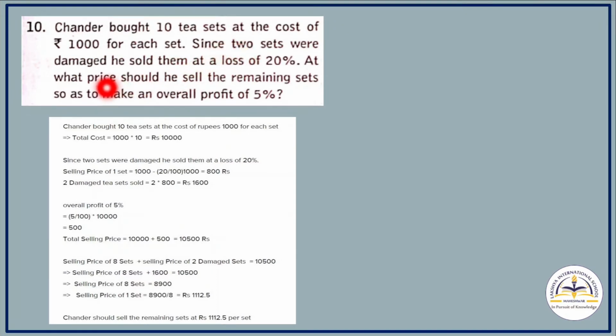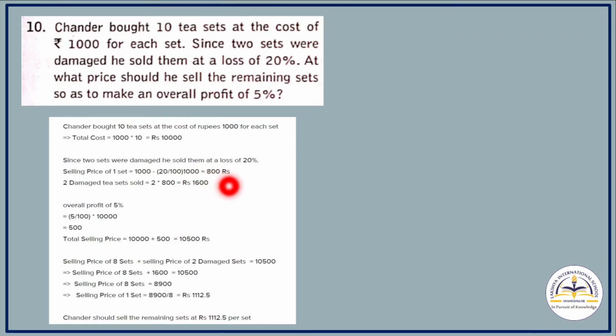Since 2 sets were damaged, he sold them at a loss of 20%. At what price should he sell the remaining sets so as to make an overall profit of 5%? So first we will find out the total cost, that is 1,000 multiplied by 10, because there are 10 tea sets at the cost of 1,000, so we have to multiply them. So we will get 10,000. Now since 2 sets were damaged, he sold them at a loss of 20%. So we will find out the 20%.